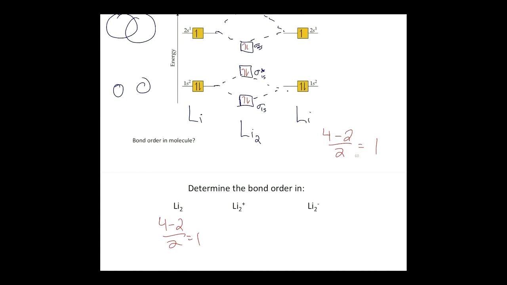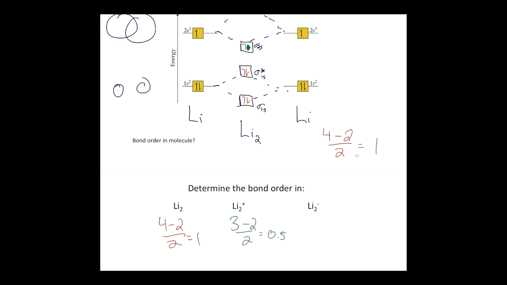So to make the cation, you start with the neutral molecule and you just remove that electron, the appropriate charge. So the new number of bonding electrons, it's 3 minus 2 over 2. So the bond order is a half.